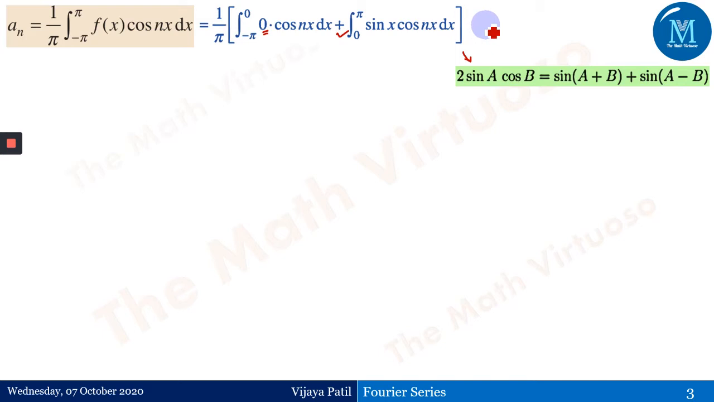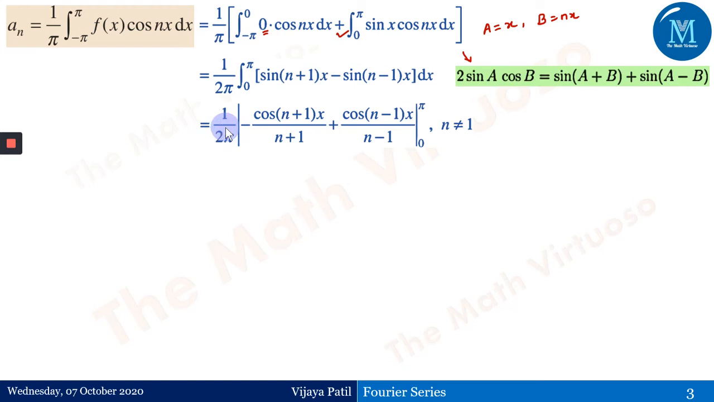What is A here? The value of capital A is x and capital B is nx, because it's just an angle. Therefore, if you observe, it is sine of n plus 1 times x minus sine of n minus 1 times x dx, because I have just taken x outside so it will be easy for us to go for the integration. So integration of sine is minus cos of n plus 1 into x upon n plus 1, plus cos of n minus 1 into x upon n minus 1. Why has this become plus here? Because it already has a minus, and the integration of sine is minus cos, so minus becomes plus here. Integration from 0 to π.